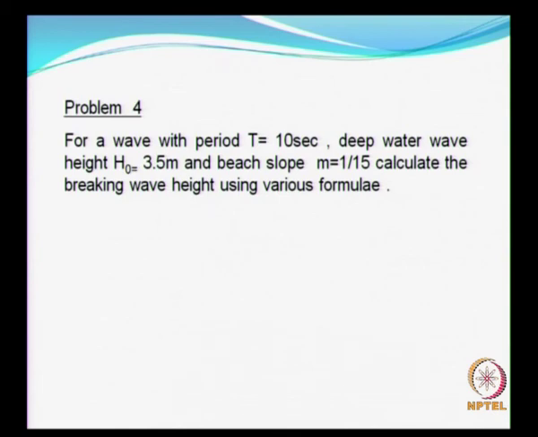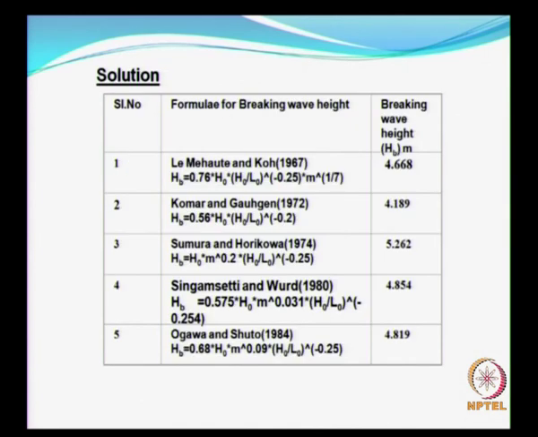So, we will look at a final problem for today. For a wave period of 10 seconds, deep water wave height is given and beach slope is 1:15. Calculate the breaking wave height using various formulae. Earlier we have seen about 3 formulae. Now, I will list a few formulae. I will not try to solve, because it is all just application of some simple formulae, but you will get the variation in the wave height predicted by some of these formulae.